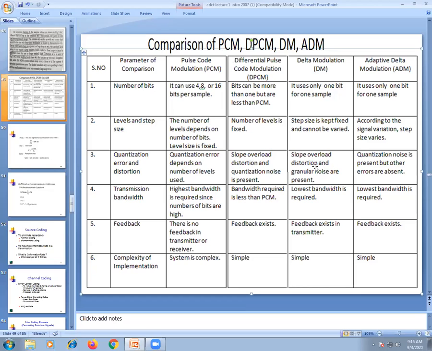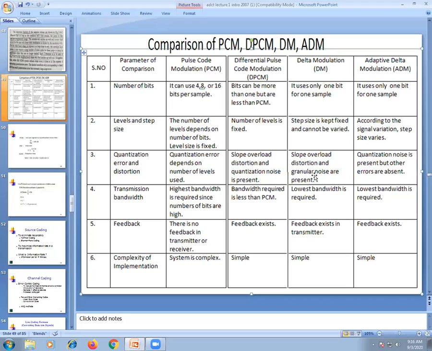There are two types of noises in the delta modulation. I mean to say that is a limitation of delta modulation: slope overload distortion and granular noise. What is the slope overload? Because uniform steps are there, in order to track M of t, the M cap of t staircase signal is generated, and more steps are required to meet the M of t signal. That's why the gap between M of t and M cap of t is more. That is known as the slope overload distortion.